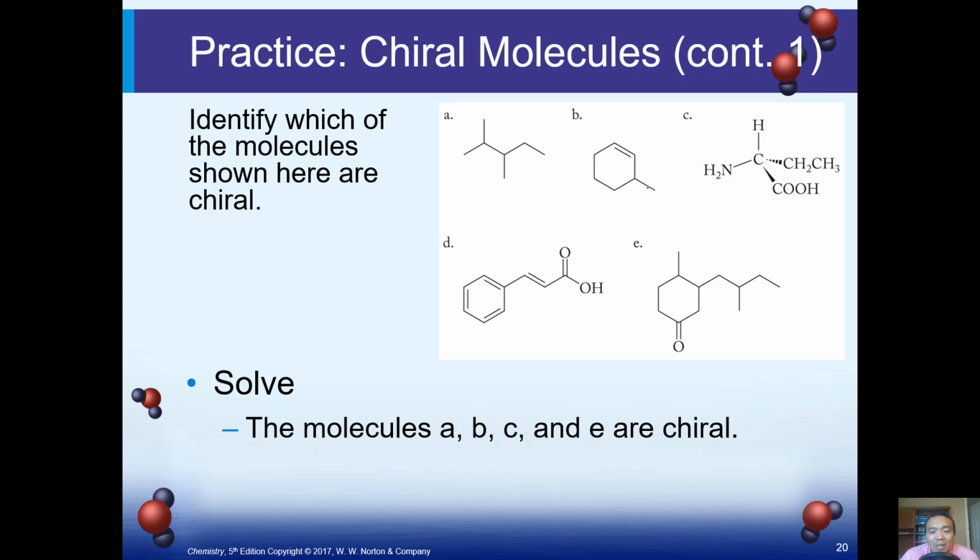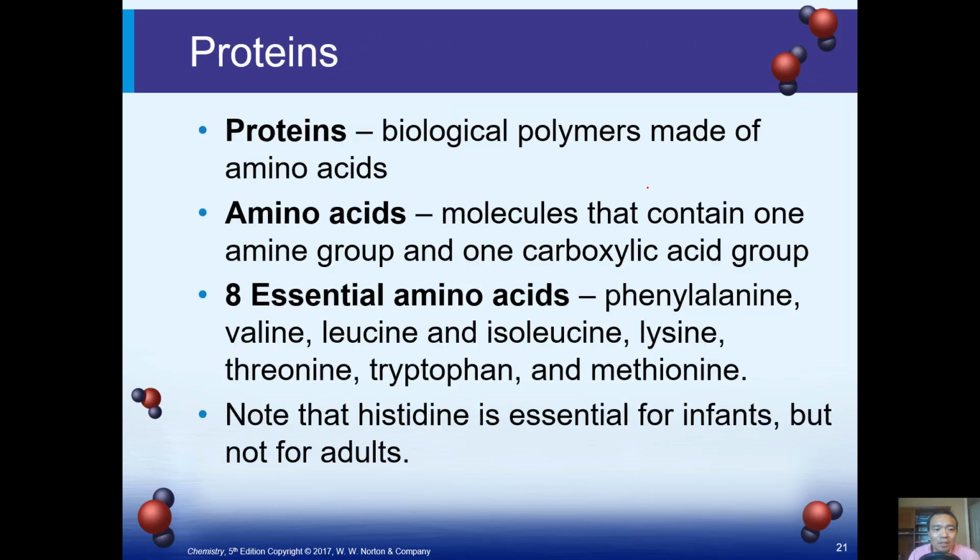That's all about the organic molecules we need to know. We have barely scratched the surface of organic chemistry, but for the purpose of this general chemistry, that's all you need to know about these organic molecules. Now we're going to go on and talk about some biomolecules. We're going to start with the proteins. Proteins, we're pretty familiar with this. They are biological polymers made of amino acids. Amino acids are molecules that contain the amine portion. So what is amine?